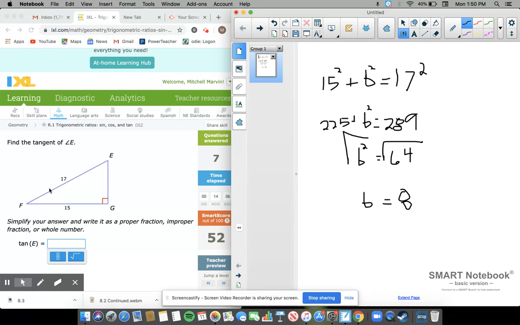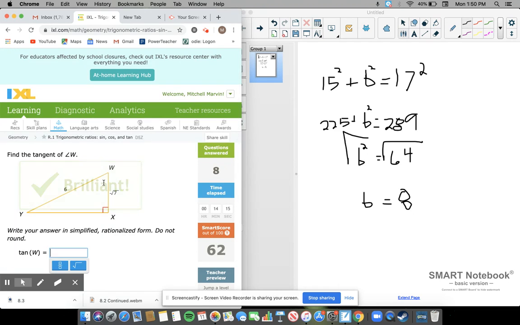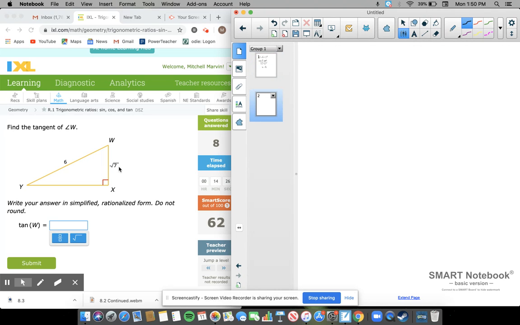Now we're back to what this IXL started as, which is just plugging it in. So tangent of E is opposite 15 over adjacent 8. Okay, and we're good. Now find the tangent of W, opposite over adjacent. Now they're adding yet another trick. They're going with a radical here. In reality they're not changing anything from the last problem, because radicals you just need to learn to treat them like numbers, do the things that we've talked about, how to get rid of them, how to cancel if they're in the denominator.